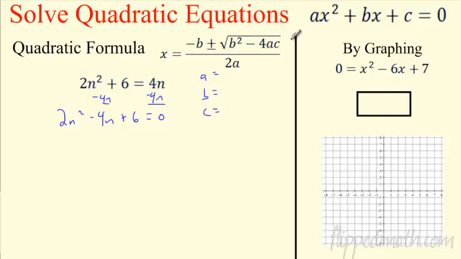So a is the number in front of x squared. It's the coefficient there, so it's 2. b is the number in front of x, so that's negative 4. And c is the constant, which in this case is 6. Awesome. Once you've got everything labeled, just plug and chug.